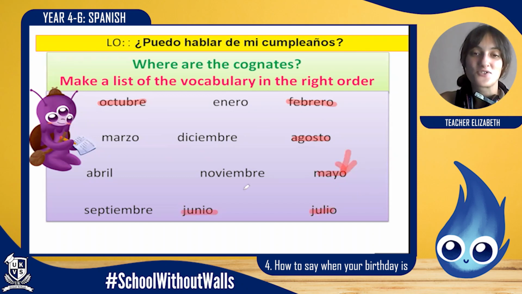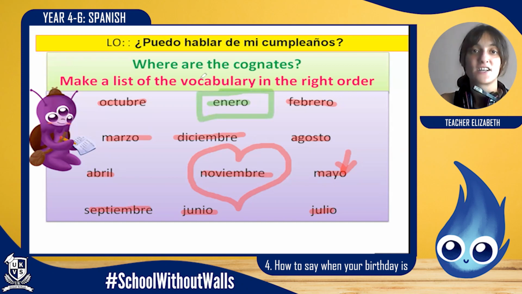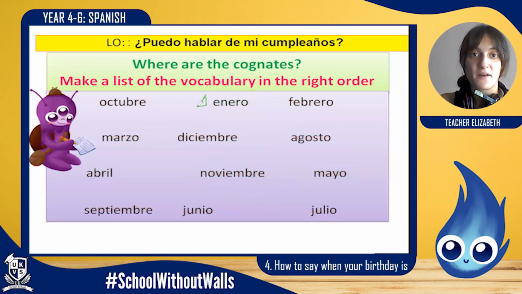Junio, julio, so June, July, junio, julio, septiembre. Okay, that's quite easy so far. Diciembre, noviembre, marzo, if it reminds you of March, that is March, and abril. So I'm just going to go ahead and give a heart to noviembre, because that's when my birthday is. Mi cumpleaños es en noviembre. And the only weird one that we got is enero. Now, enero is January.